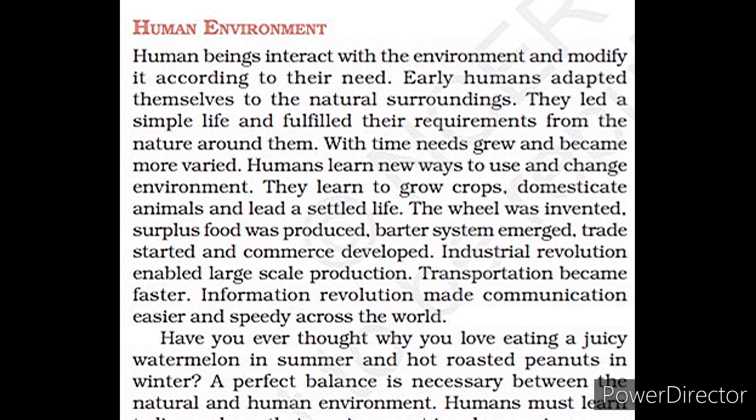Now come to our next topic, that is human environment. Human beings interact with the environment and modify it according to their needs. Early humans adapted themselves to the natural surroundings. Then people learned to grow crops, domesticate animals and lead a settled life. But after some time, the wheel was invented, surplus food was produced and the barter system emerged.